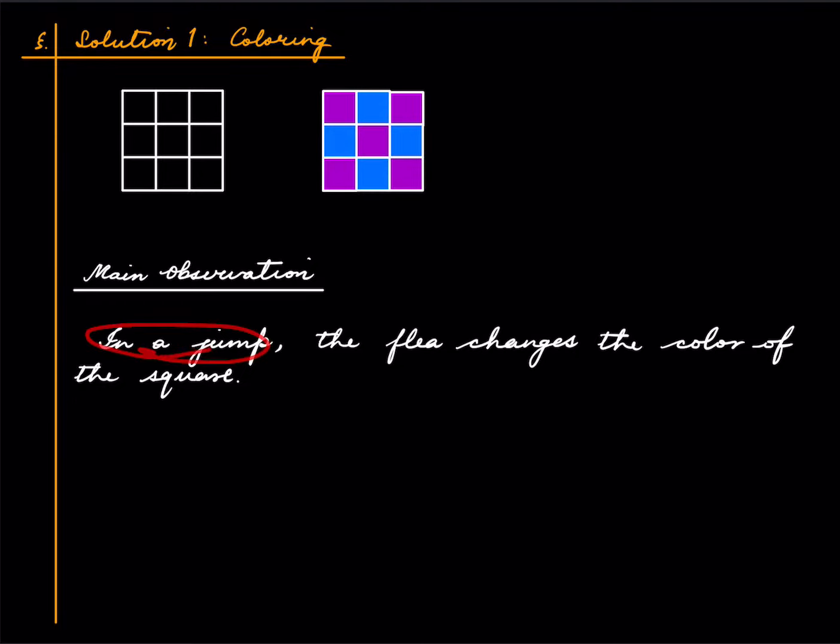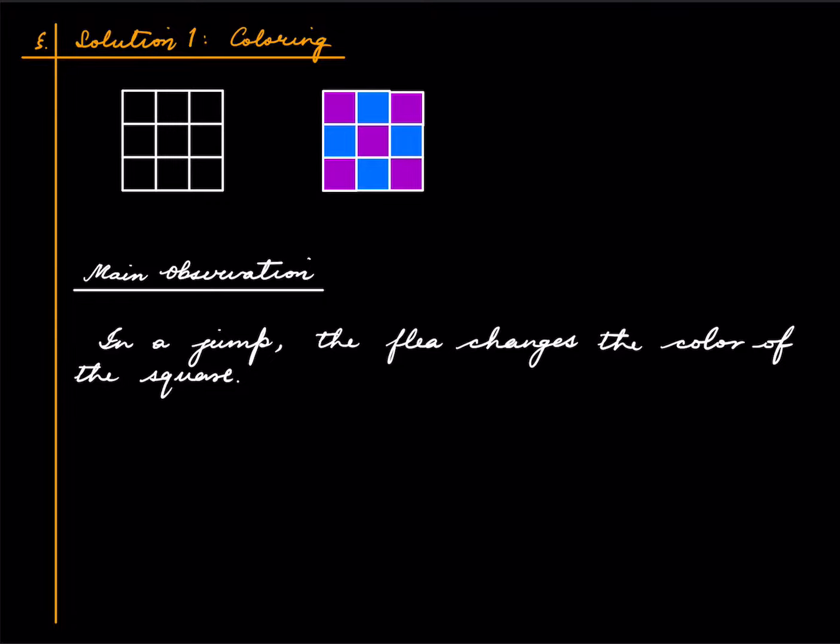In a jump, the flea changes the color of the square. If the flea was sitting on a blue square, and it jumps, then it lands on a red square. So it changes the color of the square that it occupies. First it was occupying blue. After the jump, it is occupying red. Similarly, if you were sitting here, then the same thing. If initially you were occupying red, now you're occupying blue. Whichever jump you make, you're occupying a different color square. So that's the main idea.